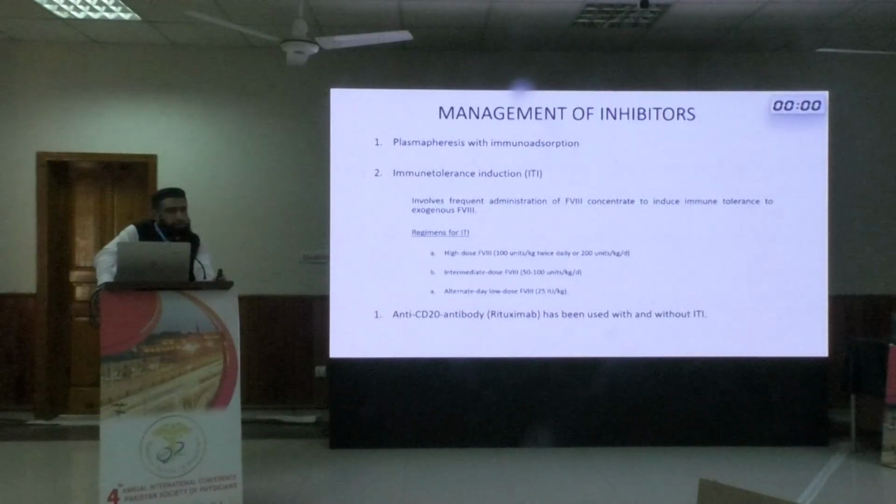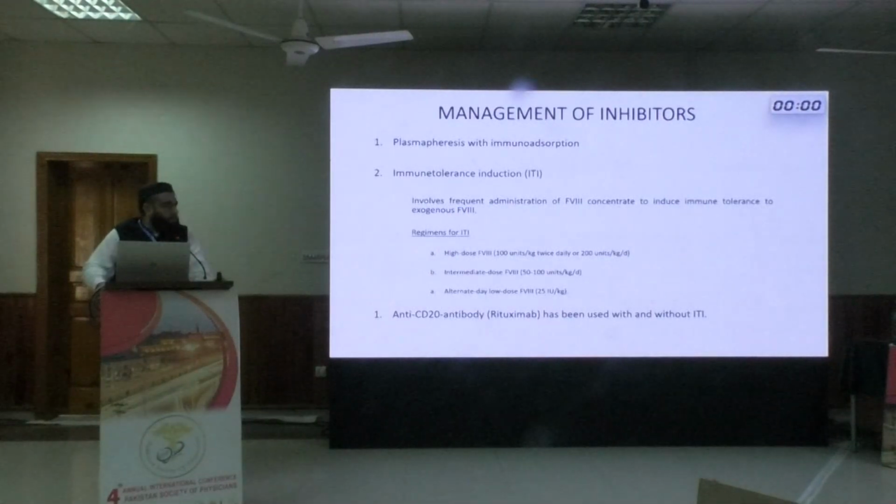Different regimens used for immune tolerance induction are high doses of factor 8, 100 units per kg twice daily or 200 units per kg per day. Another regimen is intermediate doses, equal to 50 to 100 units of factor 8 per kg per day. An alternate day low dosage includes 25 to 50 units per kg alternate day. Rituximab, that is anti-CD20 antibody, can be used to manage inhibitors with or without immune tolerance induction.